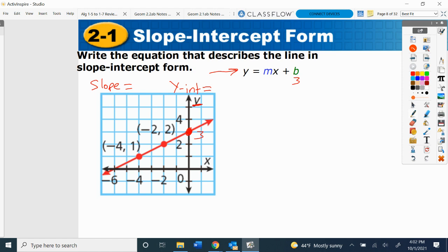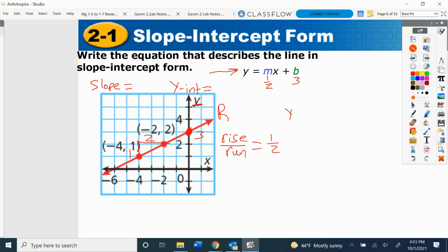Now you just need to figure out the slope. For the slope, I can figure out my rise and my run to get from one point to the next. I have a rise of 1 and I have a run of 2. Remember, your slope is always rise over run. So I have a rise of 1, a run of 2, and there would be my slope. It's positive because my line is pointing to the right, so my slope would be 1/2.